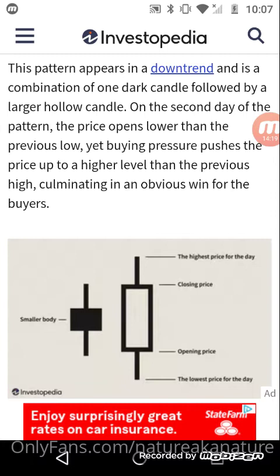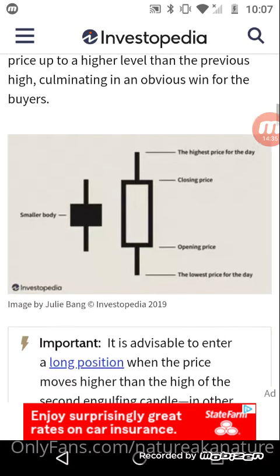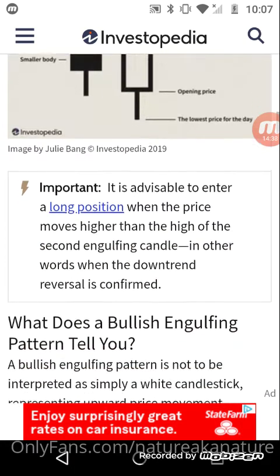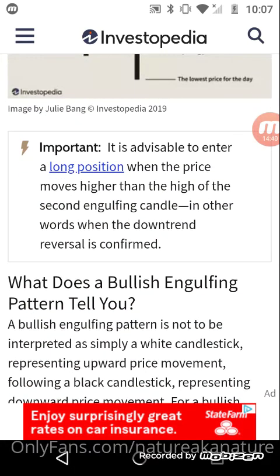So it's important to advise: you want to wait to enter a long position until the price moves higher than the second engulfing candlestick. In other words, until the downtrend reversal is confirmed. This is a downtrend reversal pattern. It's a dual candlestick pattern that you're going to see a lot. It's called a bullish engulfing pattern. I just wanted y'all to understand.